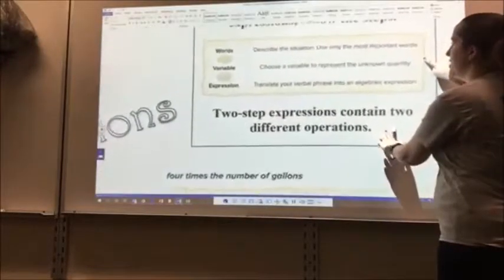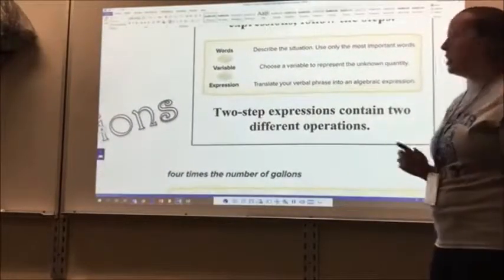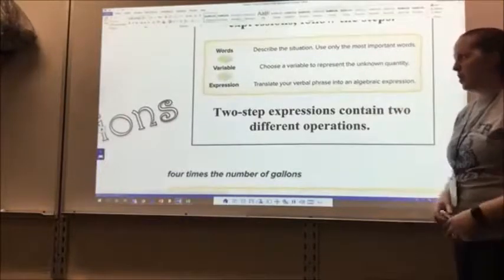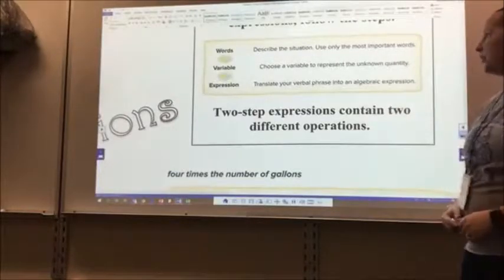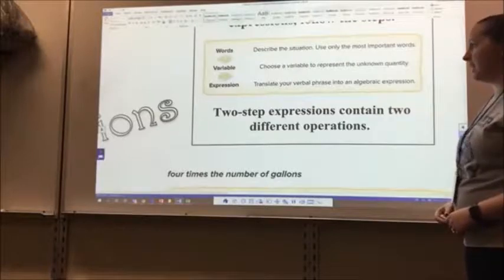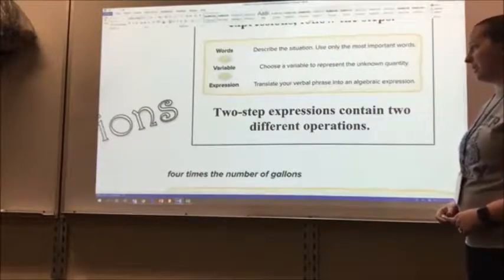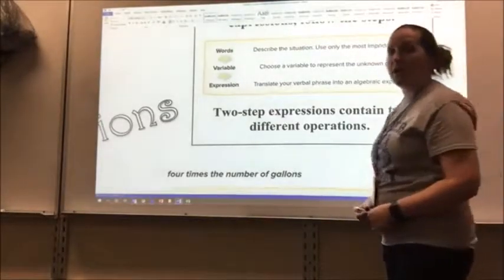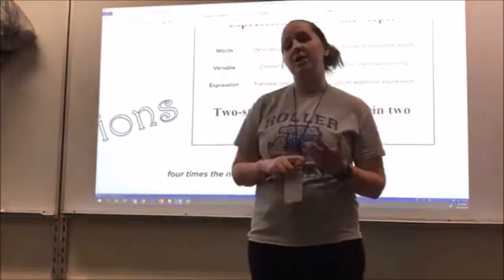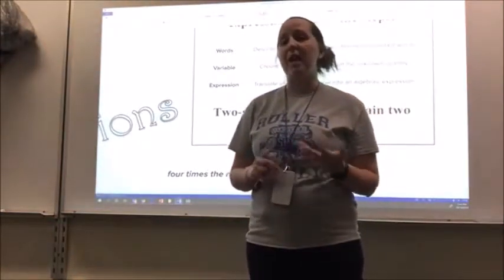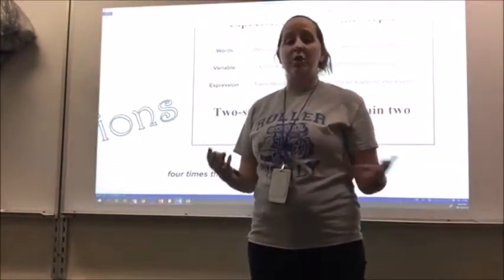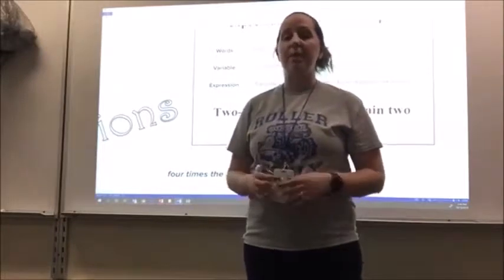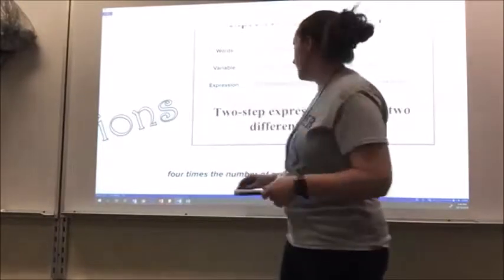The first thing I do is describe the situation. Use only the most important words. Then I choose the variable to represent the unknown quantity. Then I translate the verbal phrase into an algebraic expression. Two-step expressions contain two different operations. An operation might be addition, subtraction, multiplication, or division. It could also include parentheses, distributive property, or anything along those lines.